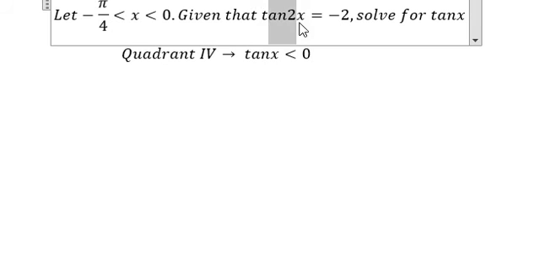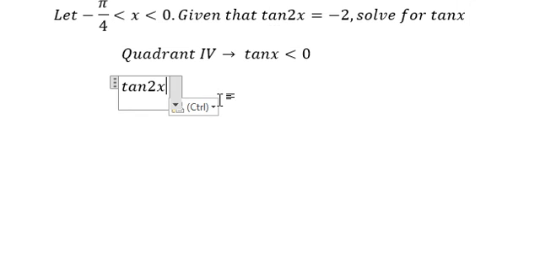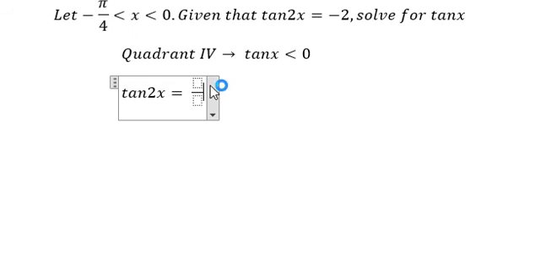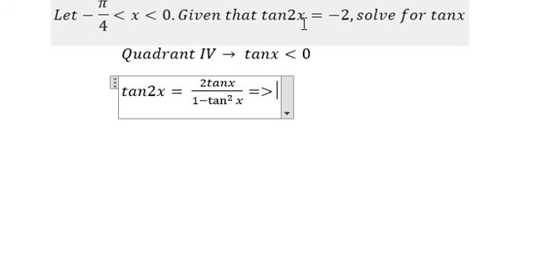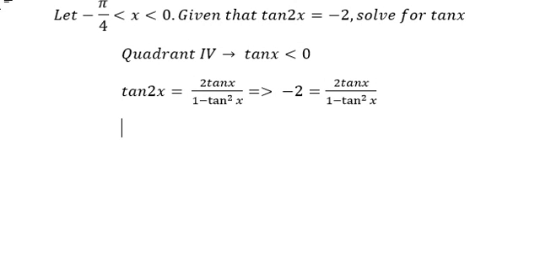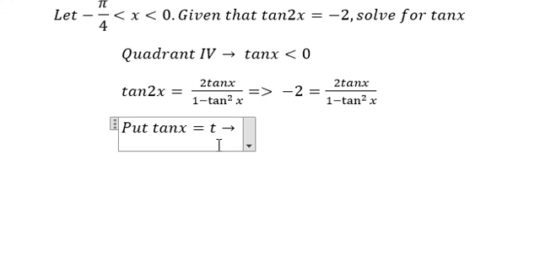Now we have tan 2x in here. In the tan 2x we have the formula, that is 2 tan x, and in the denominator we have 1 minus tan x to the power 2. So we change the tan 2x into -2. And now we put tan x as t. So we find the value of the t in here.